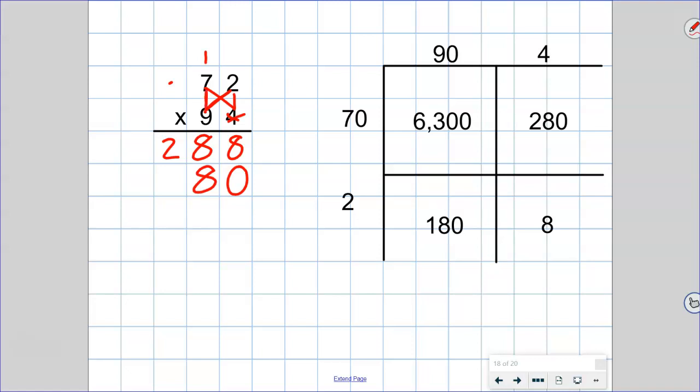Now I have to do 9 times 7. 9 times 7 is 63. But if I add that 1, that gives me 64. So I'm going to come down here and put 64. And so now these are the two numbers that I'm going to add.